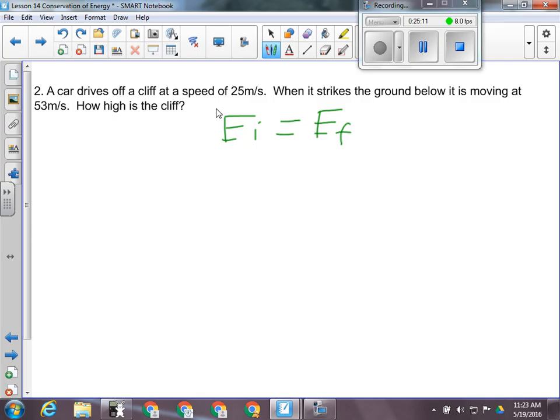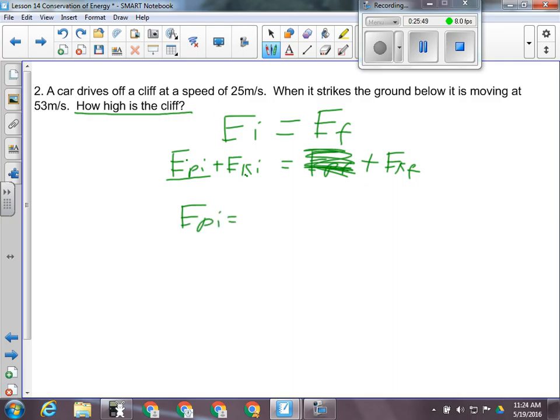So what we're starting off with here is EP initial plus EK initial, I have both, equals EP final plus EK final, except that because the height is 0, I don't have any of that. Which simplifies my work a little bit. It's one less thing I have to worry about. Now, what I'm looking for is how high the cliff is, in other words, the initial height, which is part of this term. So I want to get this term by itself. What do I do with this? Subtract it over to this side. So I'm going to have EPI equals EKF minus EKI.